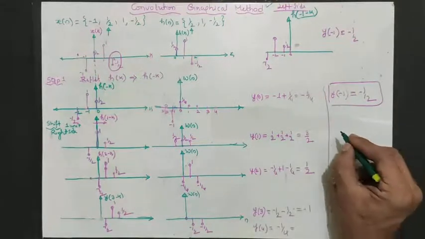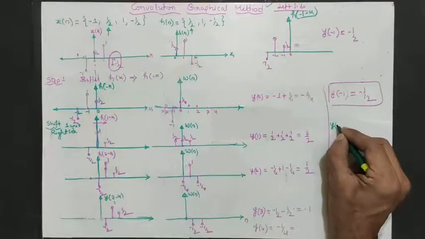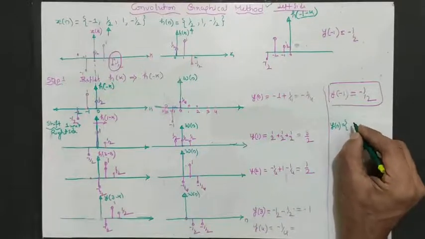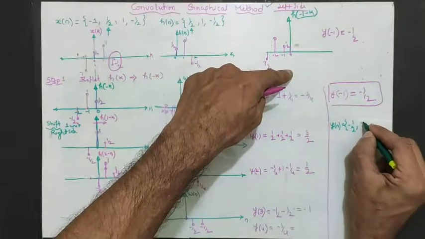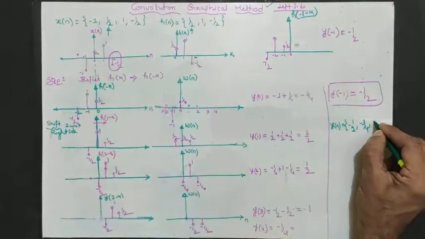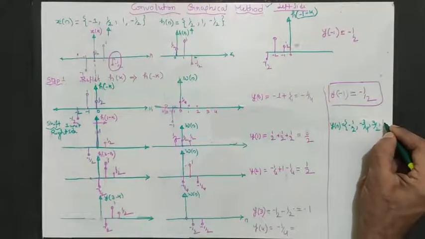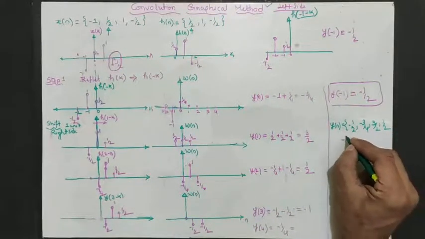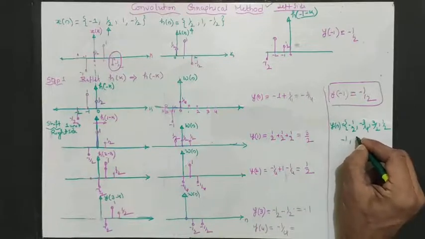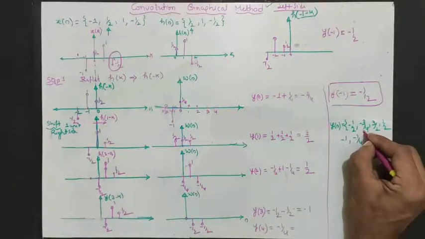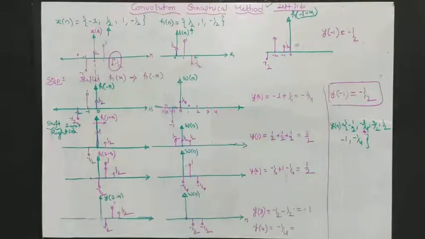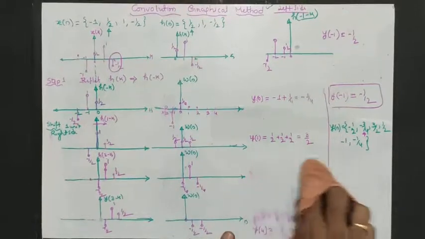You can write the answer here as y of n equal to minus half, next minus 3 by 4, next 3 by 2, next half, next minus 1, next minus 1 by 4. Where is the 0th instant? Here is the 0th instant. Graphically you can draw that. I will anyway draw the final graphical answer for you at this portion.